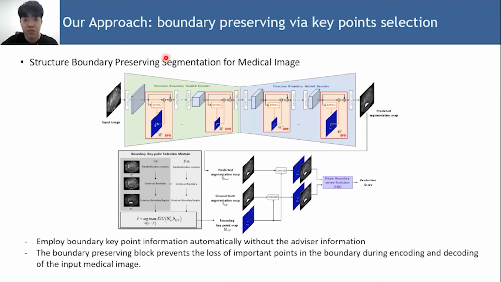The figure is the boundary preserving segmentation framework. We first utilize boundary key point selection algorithm to automatically match ground truth segmentation region without any advising information. The proposed boundary preserving block prevents the loss of important points in boundary during encoding and decoding the input medical images. And while training the segmentation network, the shape boundary evaluator determines whether the key points preserve the important region for segmentation. The segmentation network and the evaluator are adversarially trained to generate segmentation image with well-preserved boundary key points.